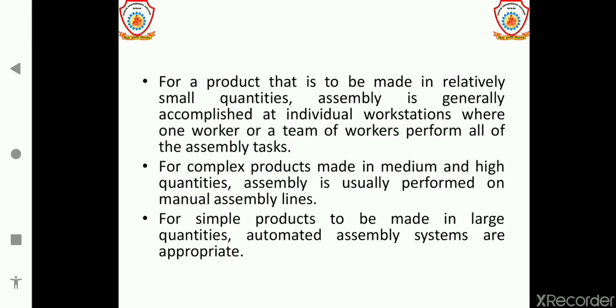For a product that is to be made in relatively small quantity, the product is assembled at the workplace by one worker or a team of workers. For complex products made in medium or high quantity, assembly is usually performed on a manual assembly line. There is an assembly line on which the product is assembled. For simple products to be made in large quantity, automated assembly systems are appropriate.